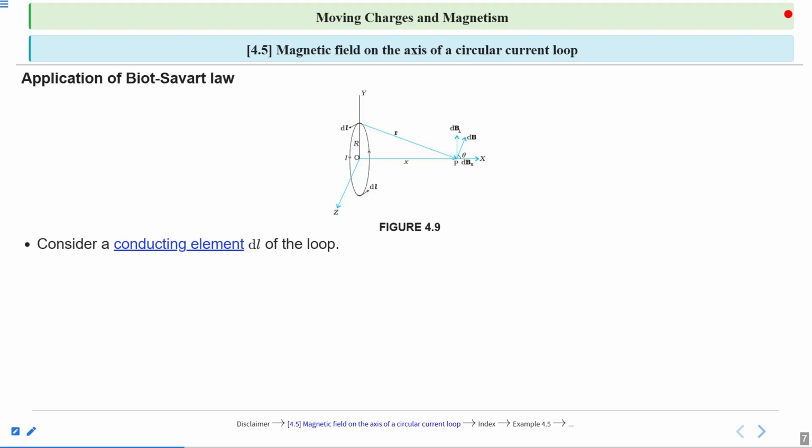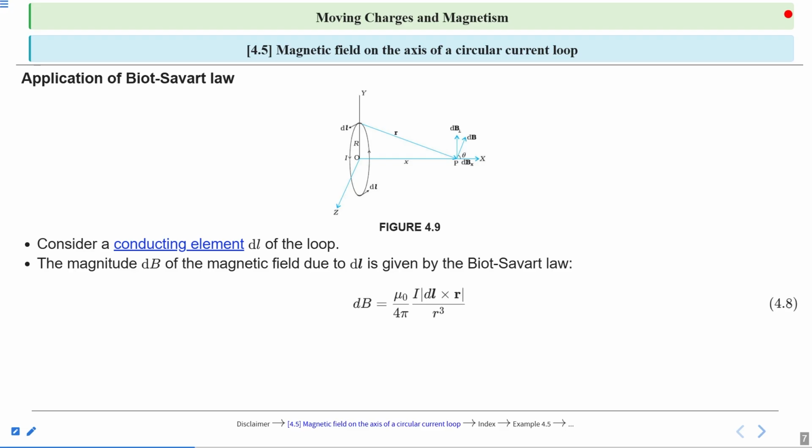Now consider a conducting element or current element dl of the loop. The magnitude dB of the magnetic field due to dl is given by Biot-Savart's law. We know that, as we have done in the previous lectures, due to a small current element, the magnetic field at a point in space is given by Biot-Savart's law. So the magnitude dB of the magnetic field due to this small current element dl is given by Biot-Savart's law. So what is Biot-Savart law?